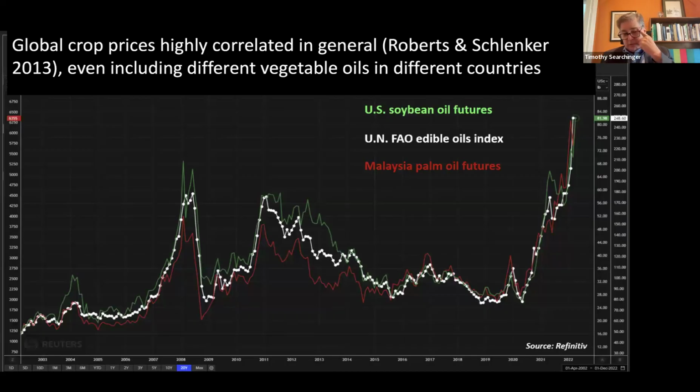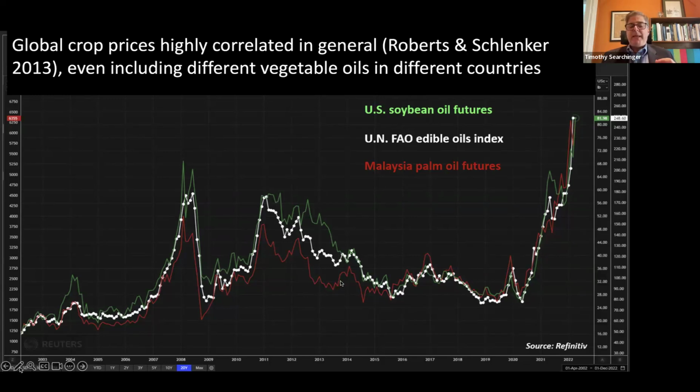Now, I'm going to jump a little bit ahead to say one reason this is, in my view, nonsense on stilts is that global crop prices transmit globally almost instantly. This is true even for different vegetable oils. Here's a chart I got literally off the web, although there are rigorous studies that show the same thing. Basically what you see here is that the price of soybean oil in the US and the price of palm oil in Malaysia pretty much track each other. They're different vegetable oils, they're in different places, but there's enough substitution that basically they're one product.